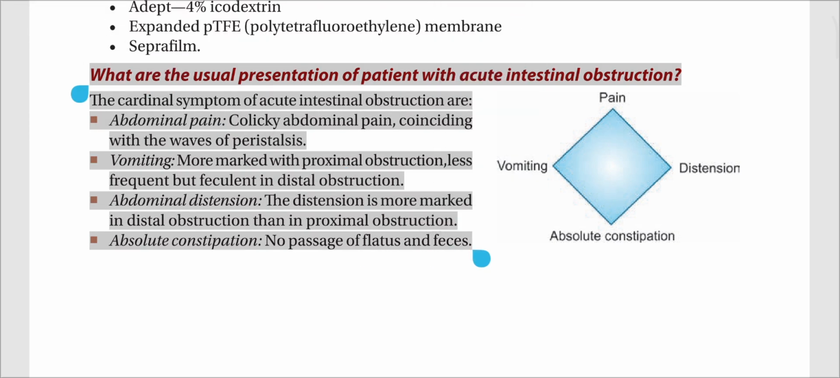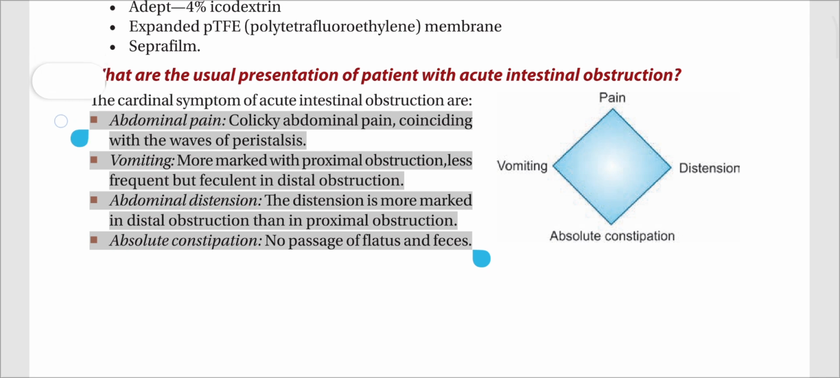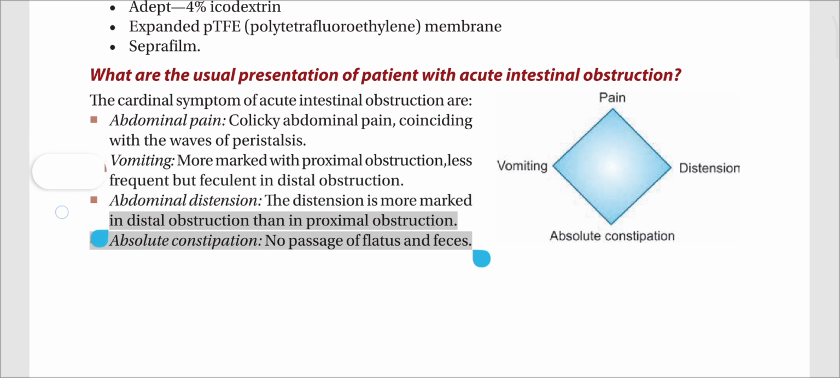What is the usual presentation of a patient with acute intestinal obstruction? The cardinal symptoms of acute intestinal obstruction are abdominal pain, colicky abdominal pain, coinciding with the waves of peristalsis. Vomiting, more marked with proximal obstruction, less frequent but feculent in distal obstruction. Abdominal distension: the distension is more marked in distal obstruction than in proximal obstruction. Absolute constipation: no passage of flatus and feces.